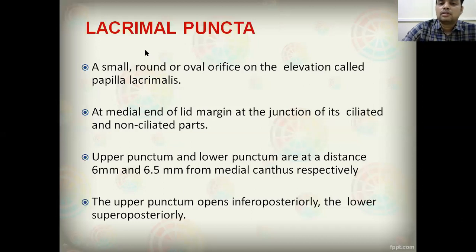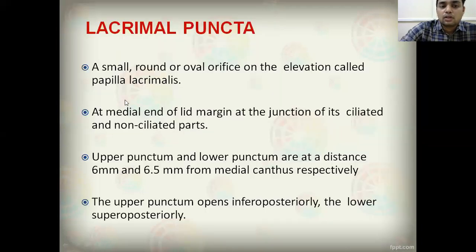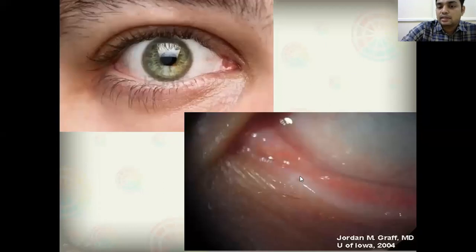So, after the conjunctival sac, the tears enter into the lacrimal punctum. These are nothing but small round or oval shaped orifices. These orifices are present on a small elevation at the junction of the ciliated and non-ciliated part, which we call the lacrimal papilla. So on the papilla lacrimalis, there is a small elevation, and in this elevation we have a small opening that we call the punctum.